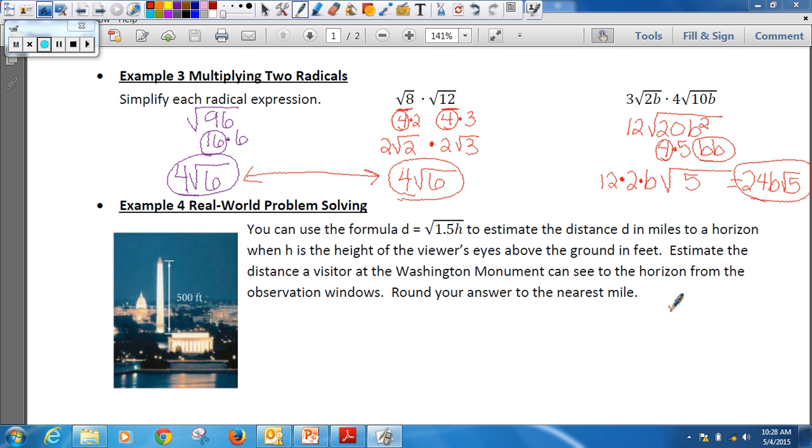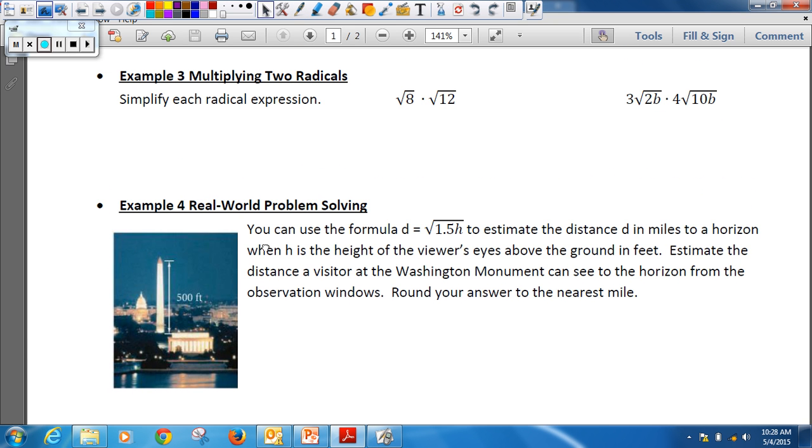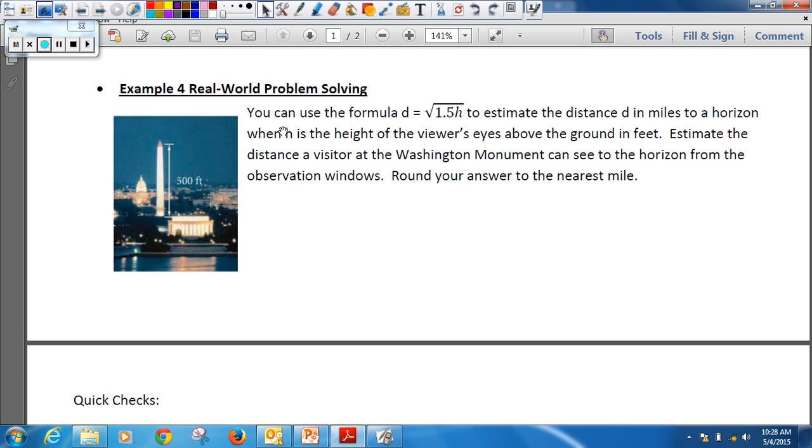Our last one here is a real world problem solving. It says you can use the formula D is equal to the square root of 1.5h to estimate the distance D in miles to horizon when h is the height of the viewer's eyes above the ground in feet. Estimate the distance a visitor at the Washington Monument can see to the horizon for the observation windows. Round your answer to the nearest mile.